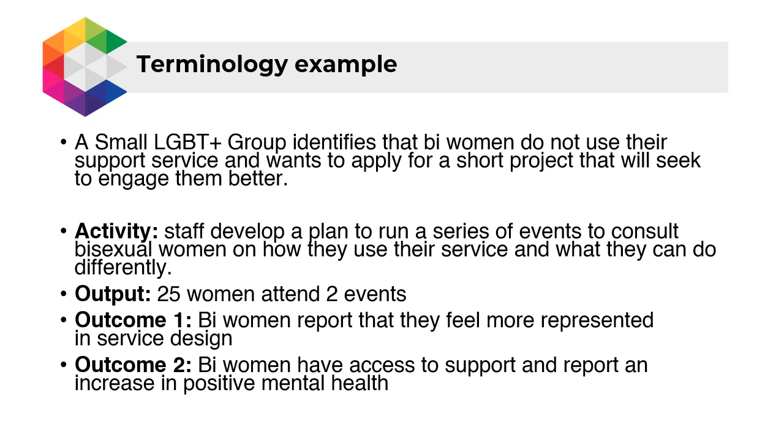So as a result of that activity, the output is that 25 women attend 2 different events. And the longer term outcomes could have been that bi women report that they feel more represented in service design or in the group itself. It could be that more bi women have access to support, and now they're reporting an increase in positive mental health. So the activity is what you're doing, the output is the result of that activity, and then the outcome is the change that you've brought about through that work.